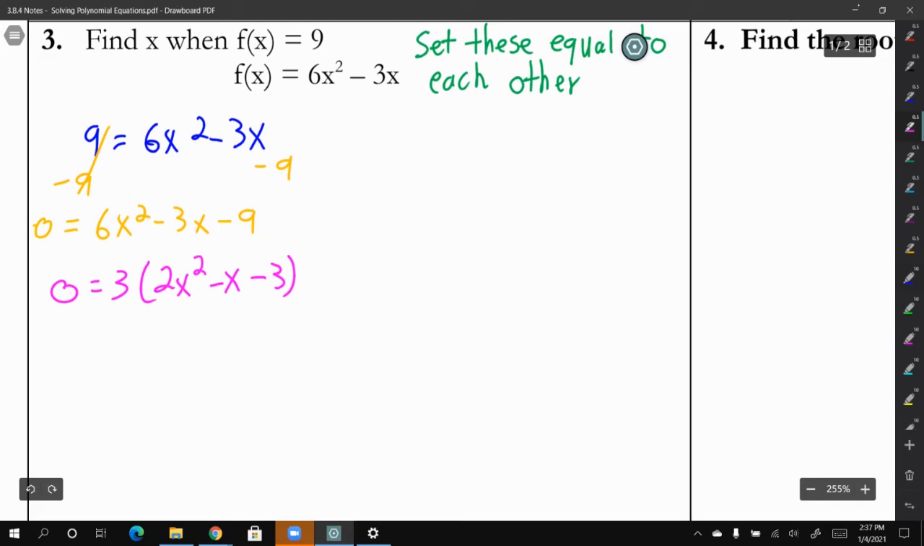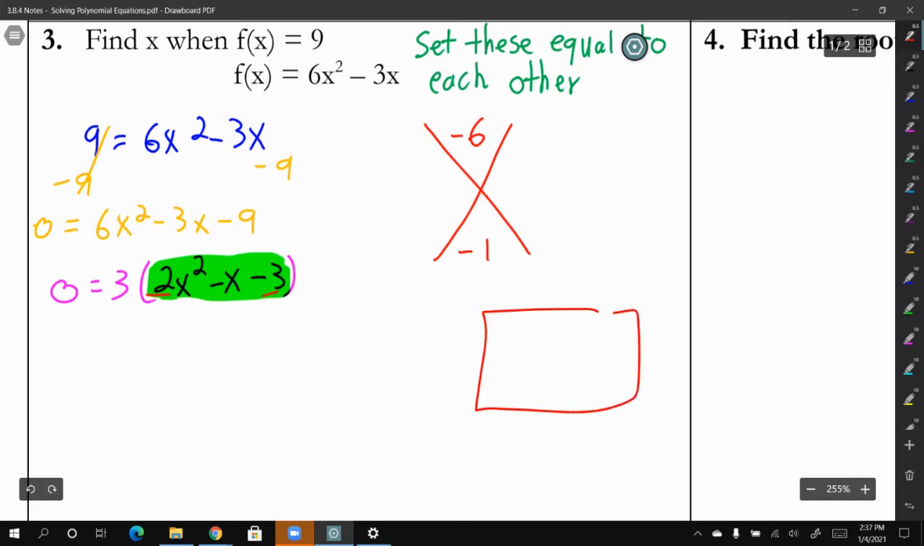And then we can factor this part right here using our X box method. So our b value is negative 1. 2 times negative 3 is negative 6. So two numbers that multiply to negative 6 but add to negative 1, those two numbers are negative 3 and 2.